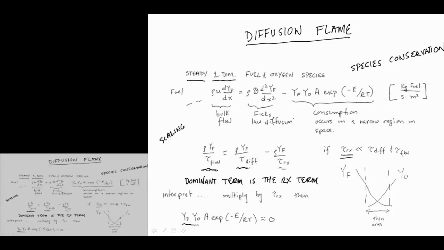And maybe the other way to say it, as we said before, is that you can think about this as delta of x minus xf. So reactions only occur in a thin region, and in that thin region, YF and YO are so much smaller than their values anywhere away from there that we can essentially disregard that region compared to everything else.